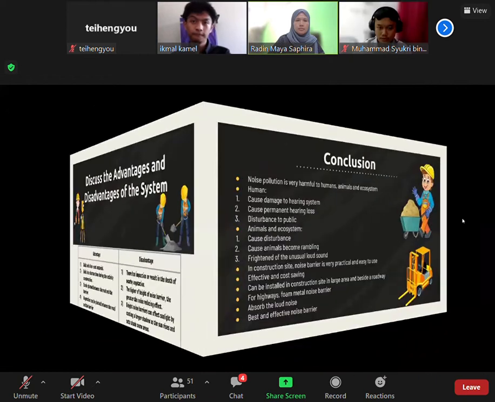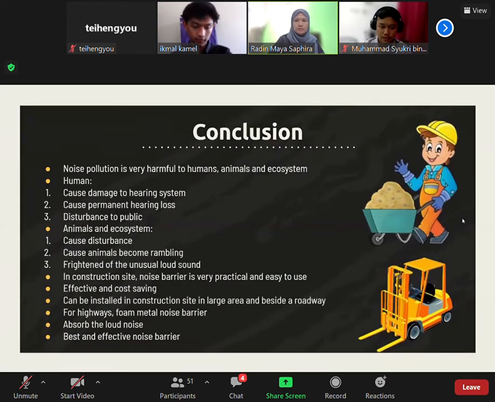So please go to the conclusion. For the conclusion, noise pollution is a type of pollution that is very harmful to humans, animals, and also the ecosystem. The effects of noise pollution on humans are as follows. It can cause damage to the human hearing system, or even worse, can cause permanent hearing loss. Very loud noise may also cause disturbance to the public living near the construction site.